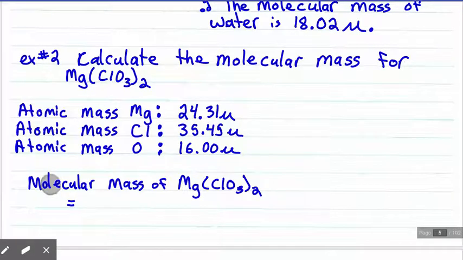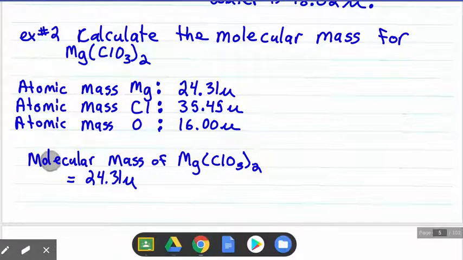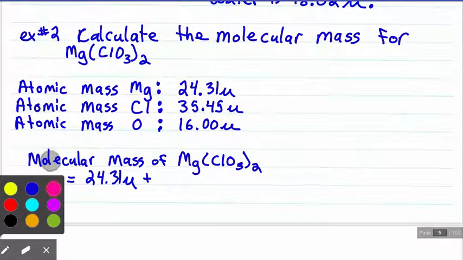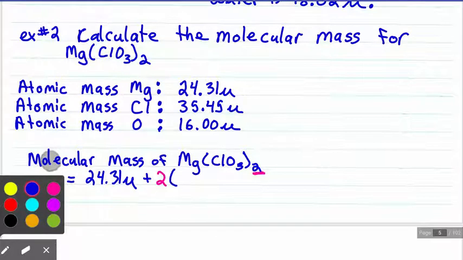So we're going to start. We know magnesium, there's only 1 magnesium atom, so it's going to be 24.31 atomic mass units plus. Then we have our chlorine. Now, our chlorine is in a bracket, and there's an invisible 1 after the chlorine. So we know in the chlorate, there is 1 chlorine, but we have 2 chlorates. So this means that we actually have to multiply that atomic mass of chlorine by 2.